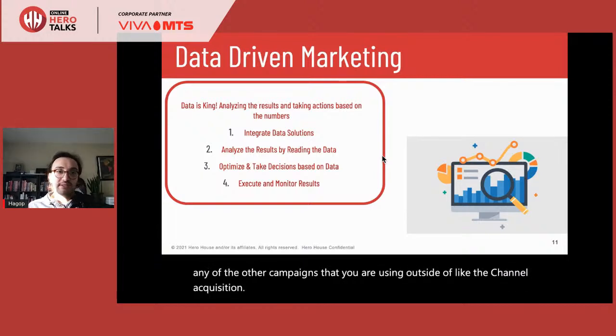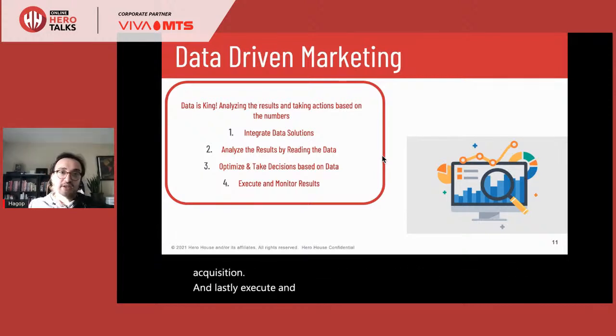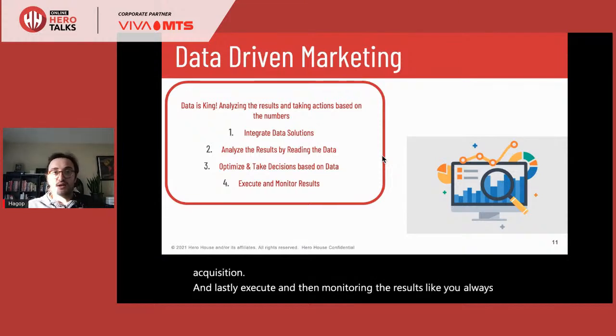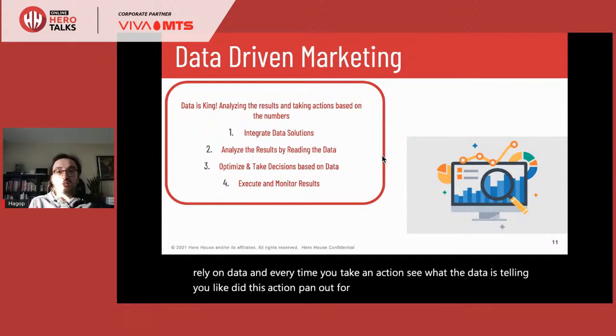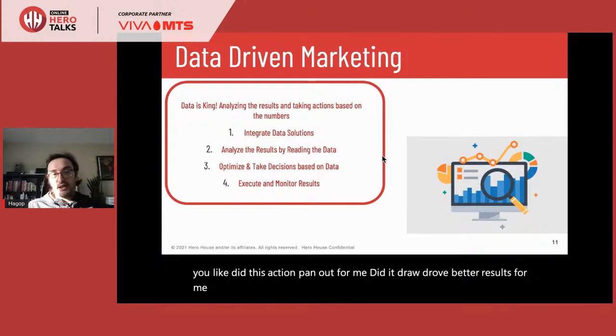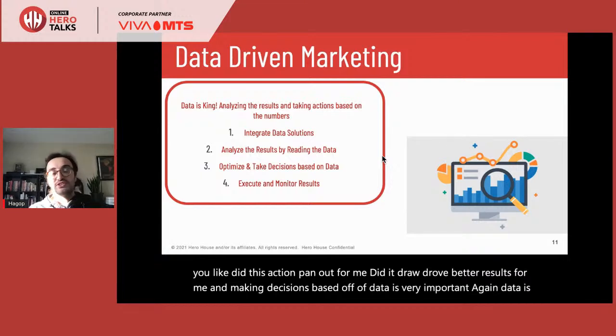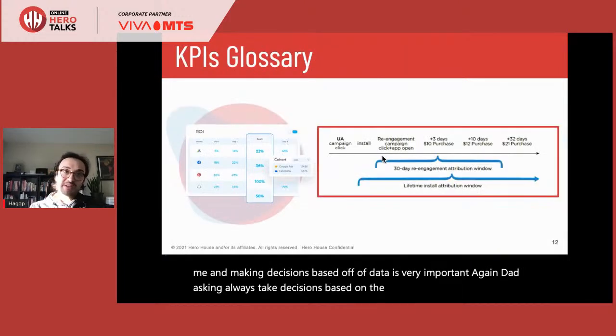And lastly, execute and then monitor the results. You always have to rely on data, and every time you take an action, see what the data is telling you. Did this action pan out for me? Did it drive better results for me? Making decisions based on data is very important. Again, data is king. Always make decisions based on the data. So, some examples of how to look at data.